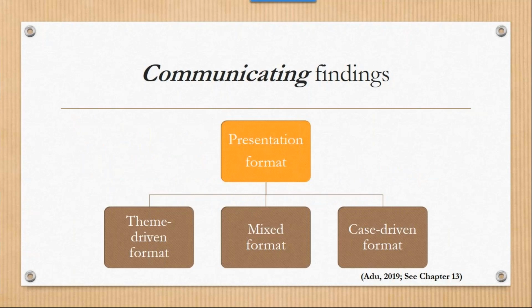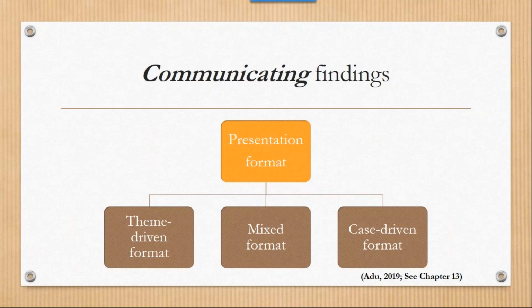So basically, there are 3 main formats, right? And one of them is theme-driven format. This is where you are presenting your findings based on the themes that you have developed in addressing a research question. You can also present it based on the case. This means that if you have 10 participants, you describe what you found for each participant. So participant A, this is what participant A said, or these are the themes that participants make reference to, right?